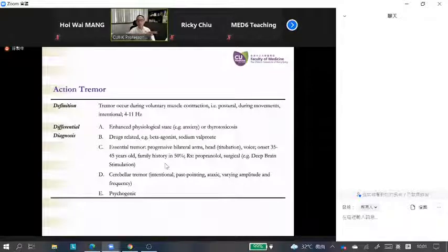It is very slowly progressive. It's in middle age, very common, and often has a positive family history, and the treatment is a beta blocker, propranolol. Classically, we use propranolol, and rarely we will perform deep brain stimulation. So if it's really disabling, the patient has problems with feeding, with writing, with all the basic ADL, then we may consider deep brain stimulation. We usually stimulate the thalamus.